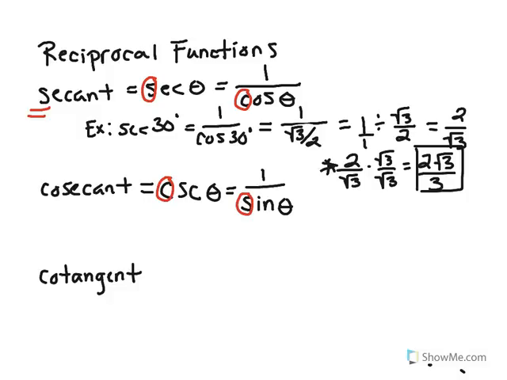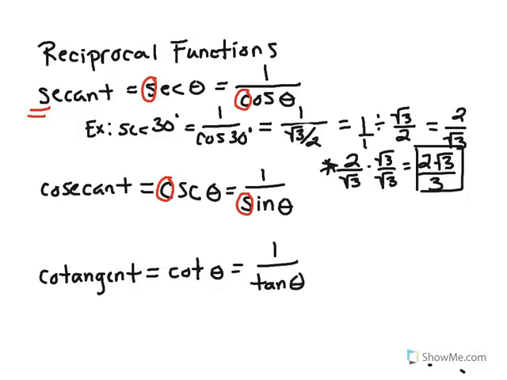If that doesn't help you at all, try to come up with your own way of remembering it because these can be confusing. And then, of course, cotangent is the simplest one to remember because it has tangent in the name of it. This is shorthanded as COT, cotangent, and theta. And this is the reciprocal function of 1 over tangent theta.